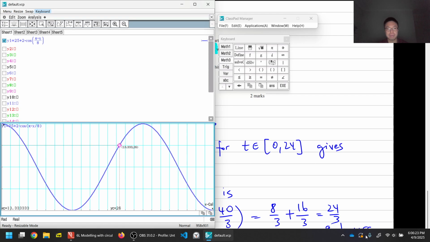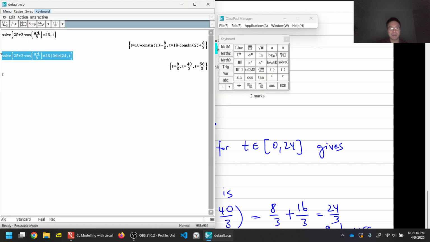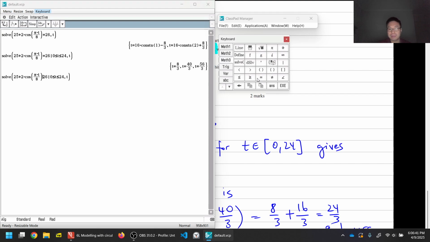Now, notice how much easier this became when I had the graph available. If I go back to the main screen, suppose I try to solve this with an inequality instead of an equal sign, and I keep the domain in there. If I press enter, you'll see that the calculator wasn't able to give me a set of solutions.